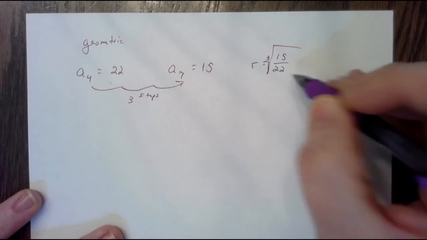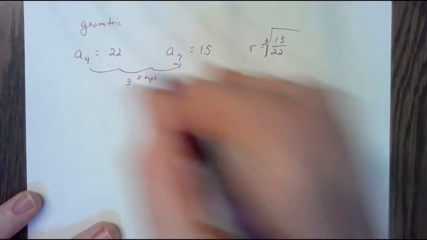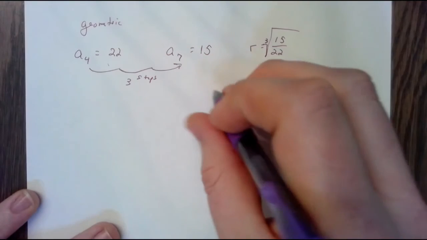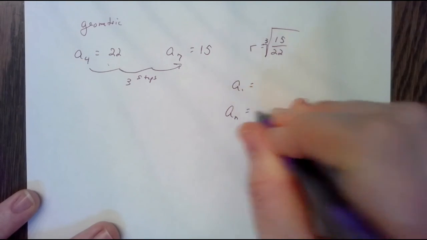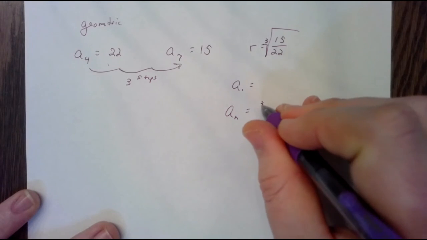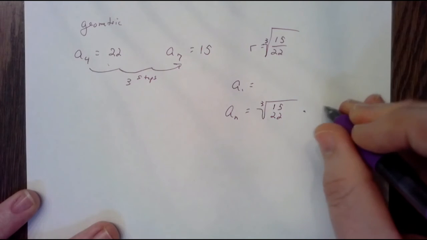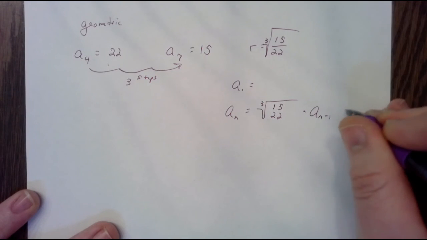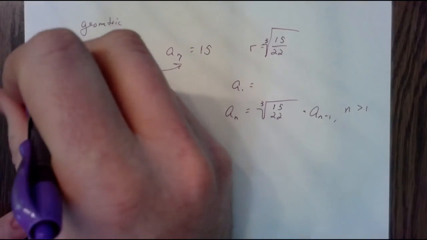a sub n is equal to the cube root of 15 twenty-seconds times a sub n minus 1 when n is greater than 1. But I forgot what a sub 1 is, right? So here I'm going to have to go 1, 2, 3 steps, right? 3 steps. So here, this one actually worked out nice because I happen to pick 3 and 3.